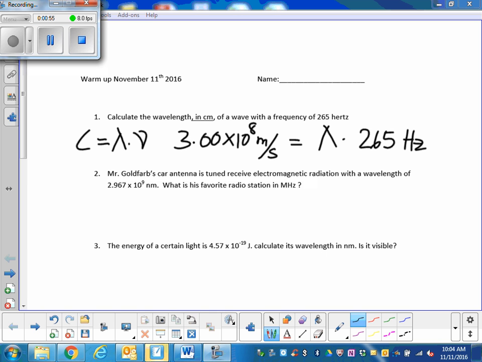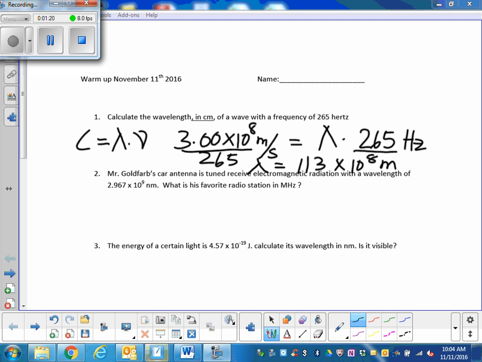Is that right? Or it's per second. So you divide both sides by 265, and can someone tell me what you got as your wavelength for this answer? Can anybody share? 113 times 10 to the 8 meters.